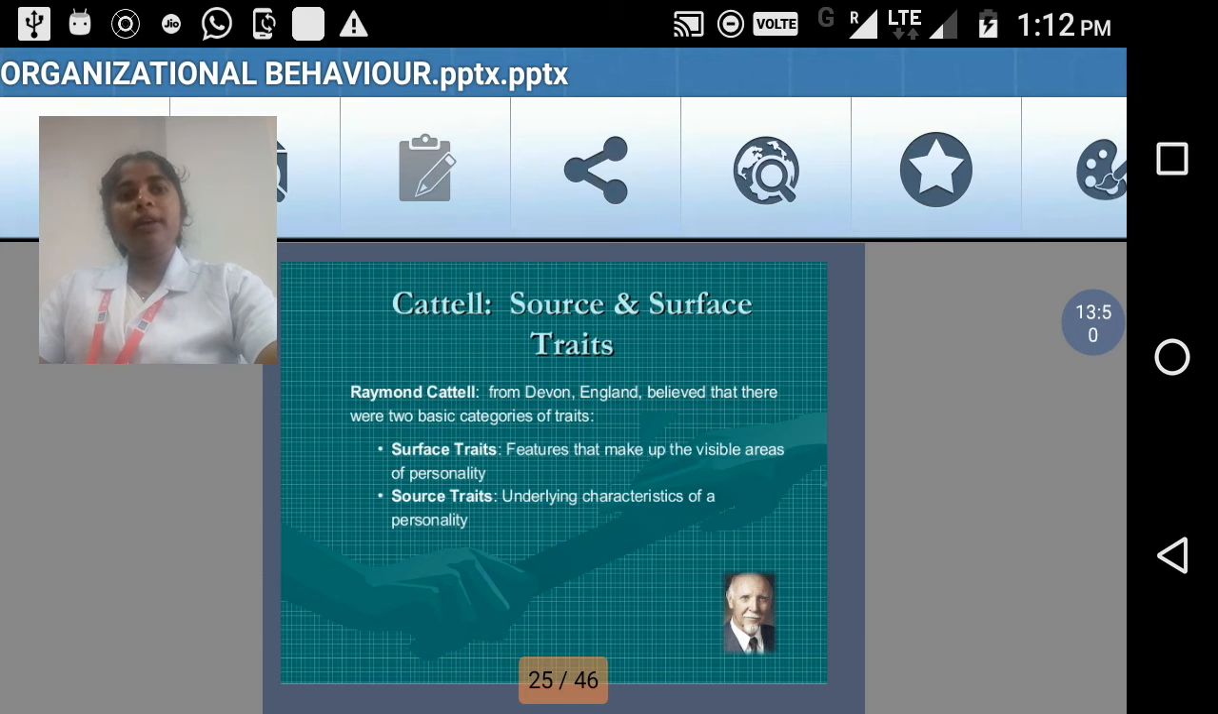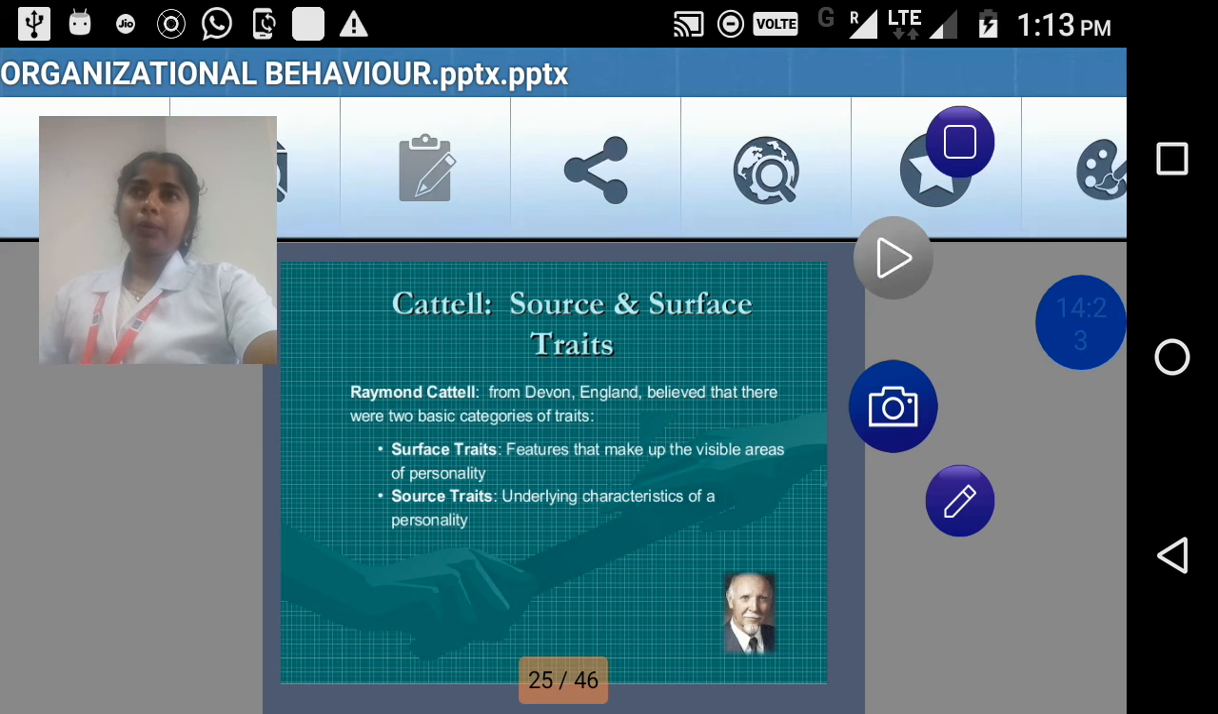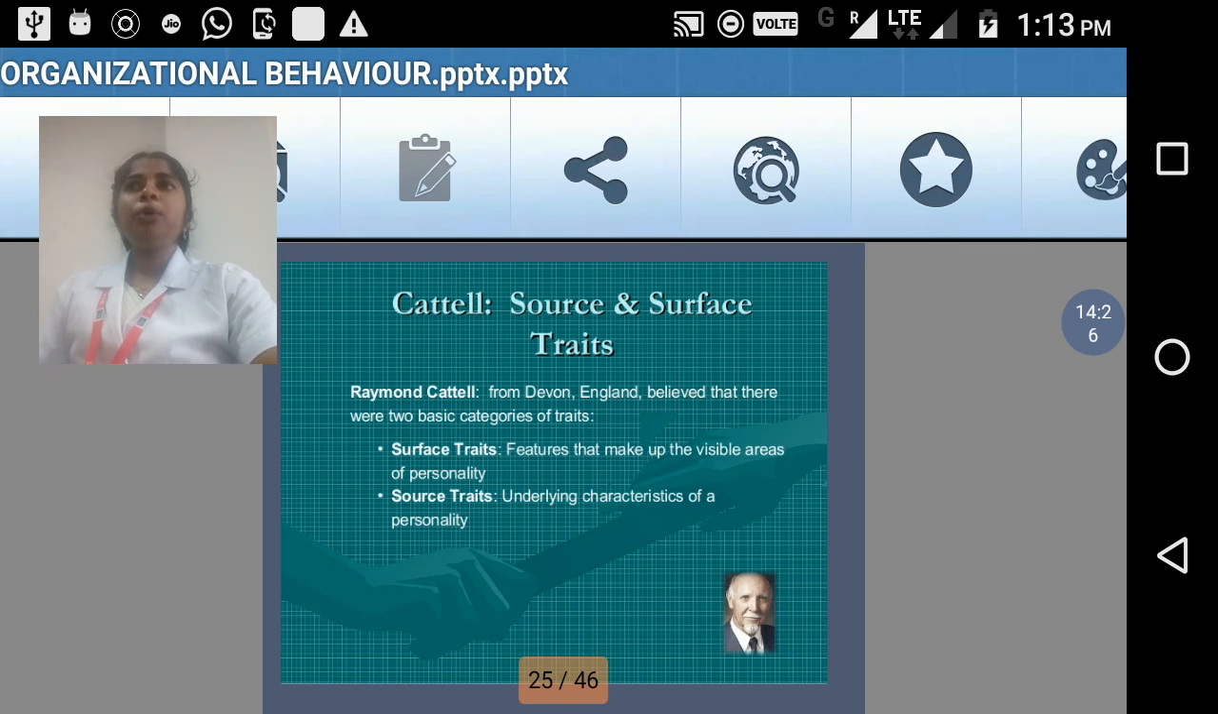Next, the topic is Cattell. He talks about source and surface traits. Raymond Cattell believed in source and surface traits. Surface traits explain the features that make up the visible areas of personality, what we are able to see. The source traits explain the underlying characteristics of personality. They are the building blocks of personality.